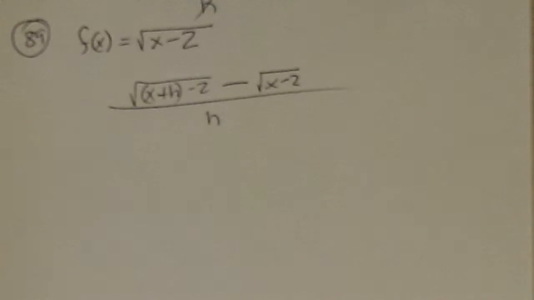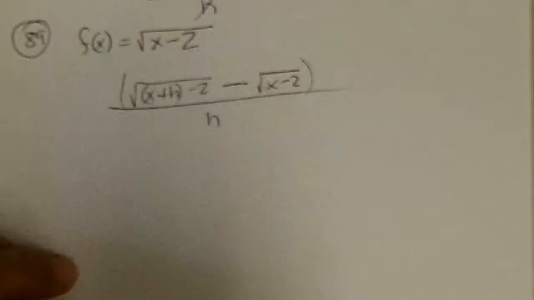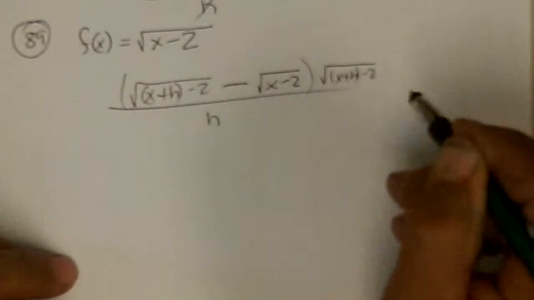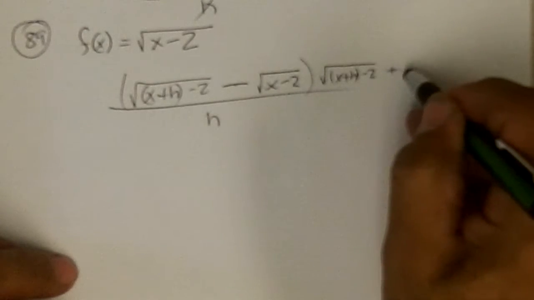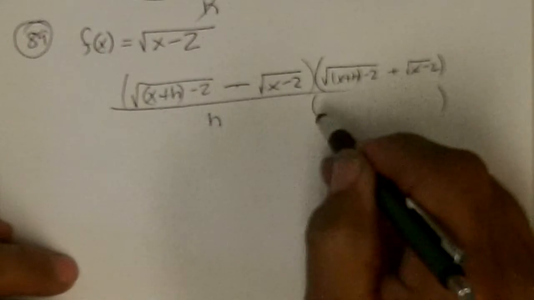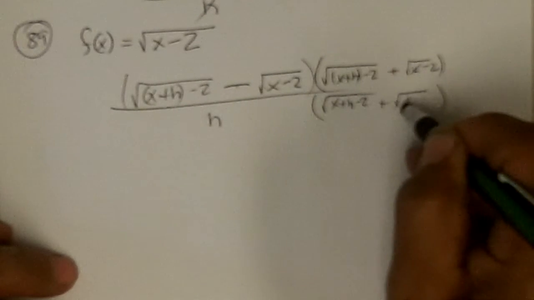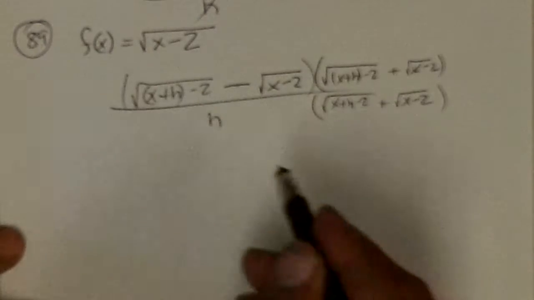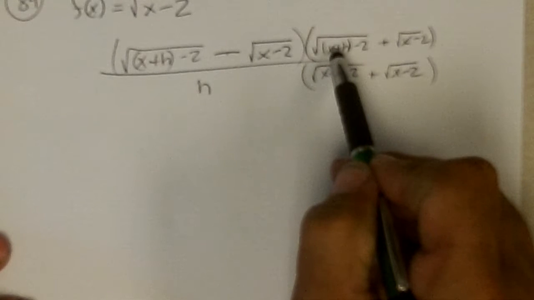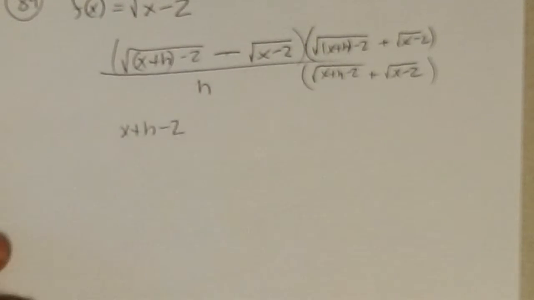And then they said rationalize the numerator, which means multiply by the conjugate. Since there's a minus here, we're going to multiply by the square root of x plus h minus 2 plus square root of x minus 2. That's the conjugate, and we're going to do that on the numerator and the denominator. When we do that, this square root times the identical square root is going to be the same quantity without the square root, x plus h minus 2.